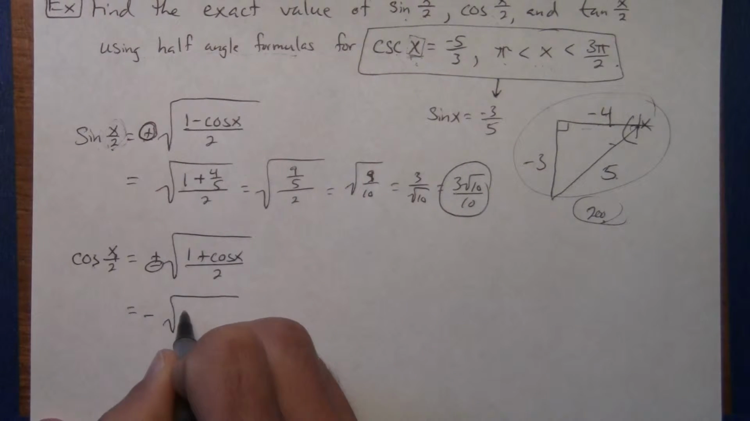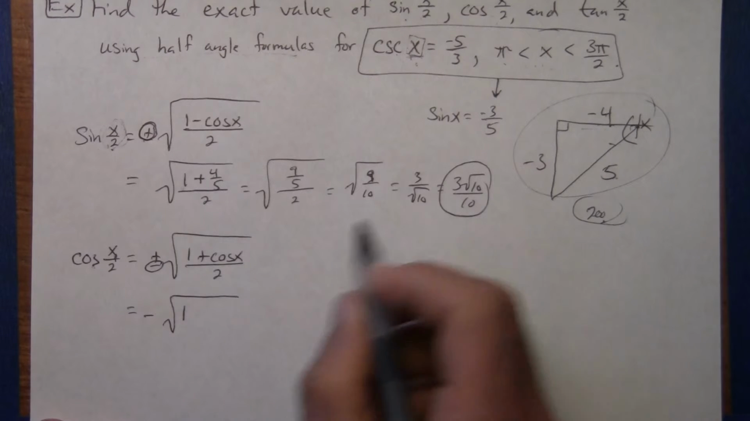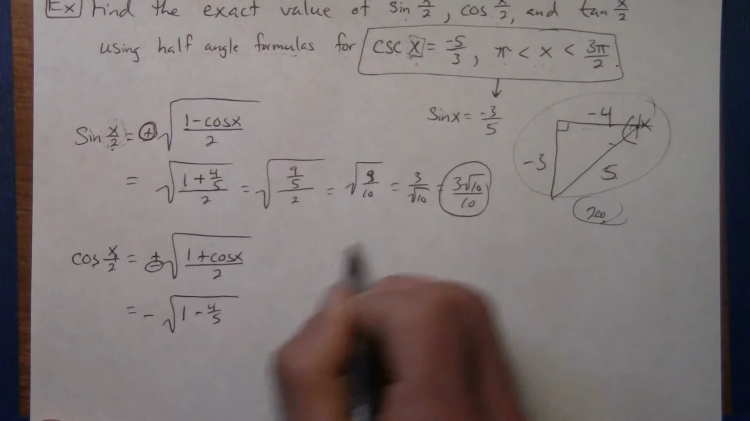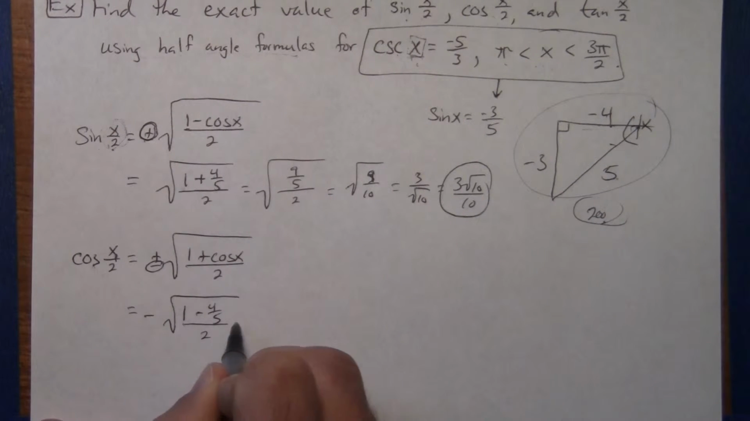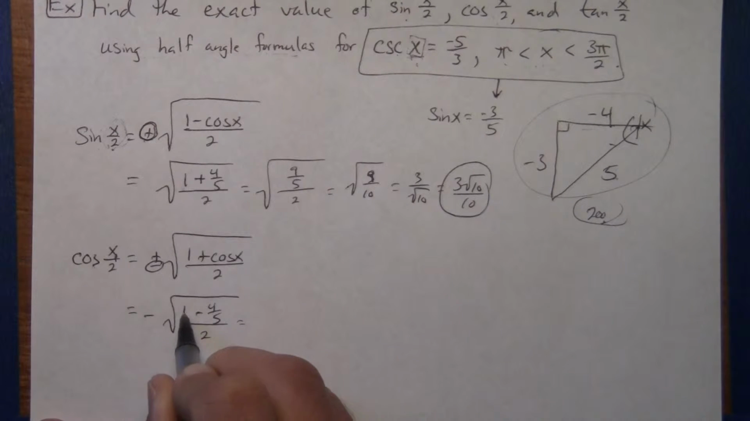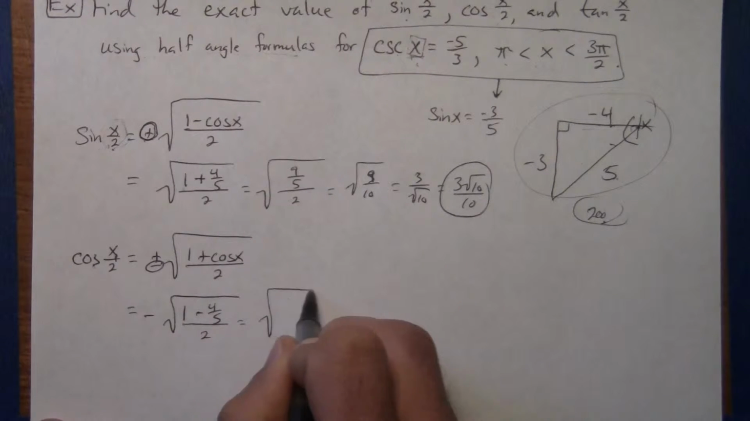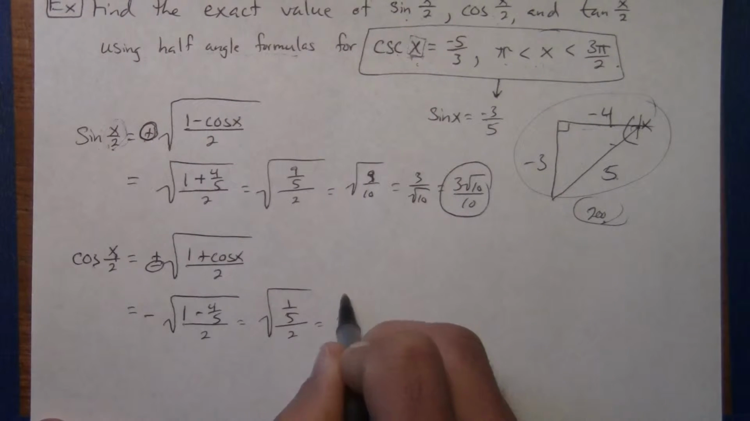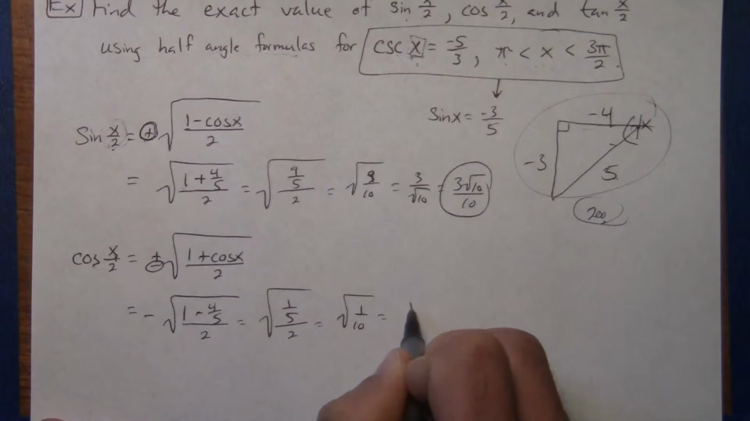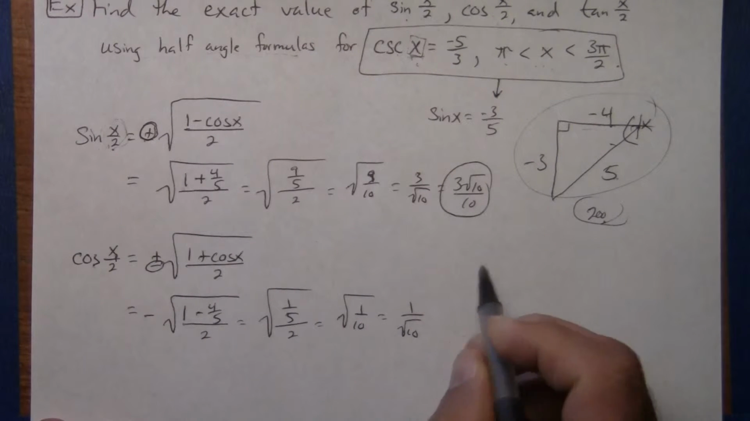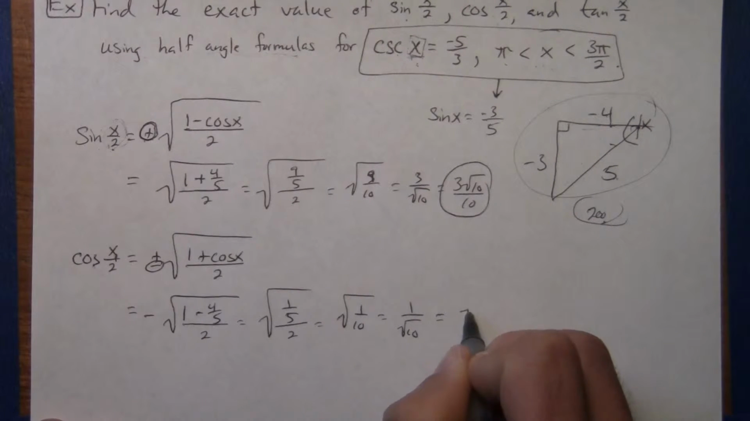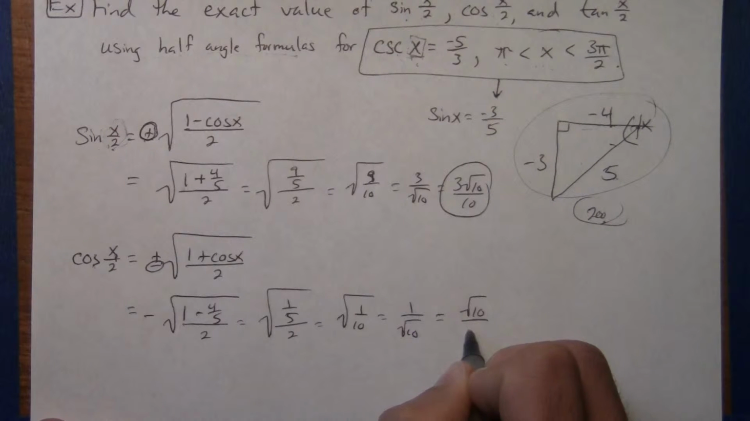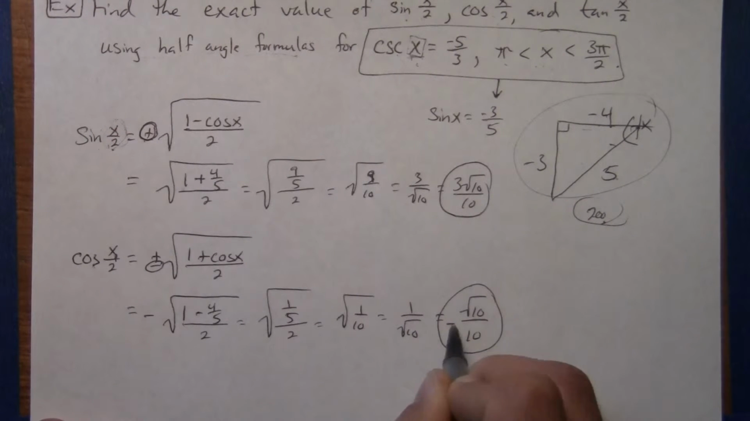So it's negative square root of 1 plus a negative 4/5, because that's the cosine of this triangle, over 2. That's going to give me, if I change this to 5 over 5, it's going to give me the square root of 1/5 over 2. Which is eventually going to give me the square root of 1/10. Take the square root of both separately, I get 1 over the square root of 10, and when I rationalize I should get negative square root of 10 over 10, because remember this is a negative.